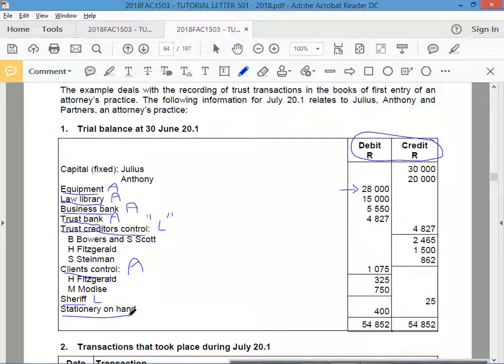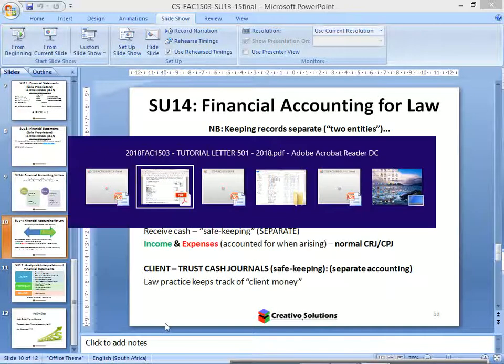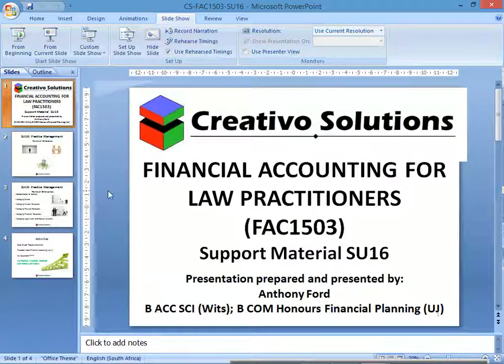Be careful. Stationery is an expense, okay, because you use it. You use it up. But if it's stationery on hand, yes, it's an asset because it hasn't been used. Okay, those are adjustments. Alright, so I need to cover those adjustments with you.